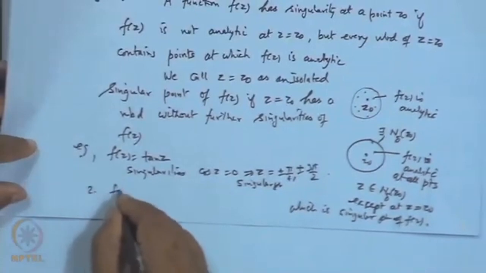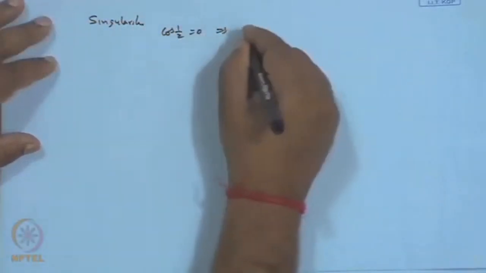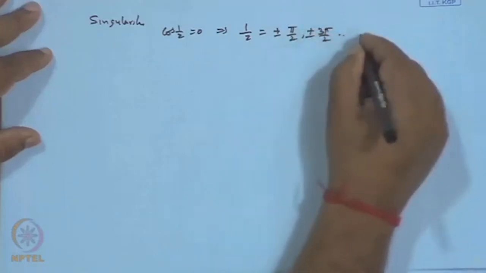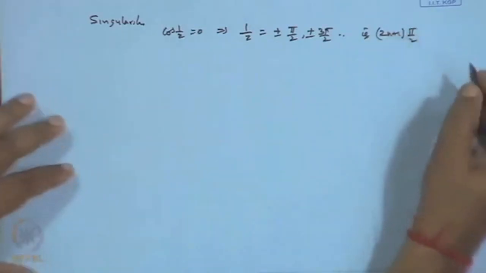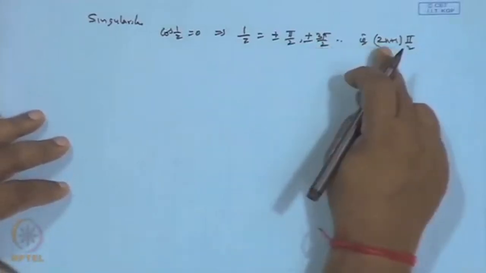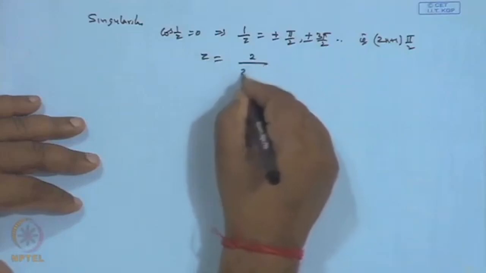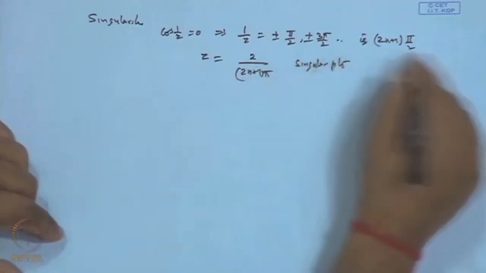However, if we look at the function f(z) equal to tan of 1 by z, then the singularities will be where cos of 1 by z is 0. It means 1 by z must be an odd multiple of pi by 2, that is (2n plus 1) pi by 2, where n is 0, 1, 2, 3, and so on. Now, z becomes 2 over (2n plus 1) pi. These are the singular points of this function.